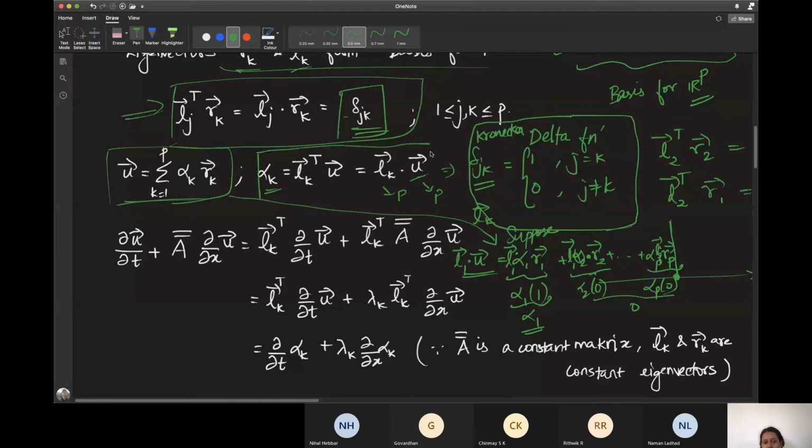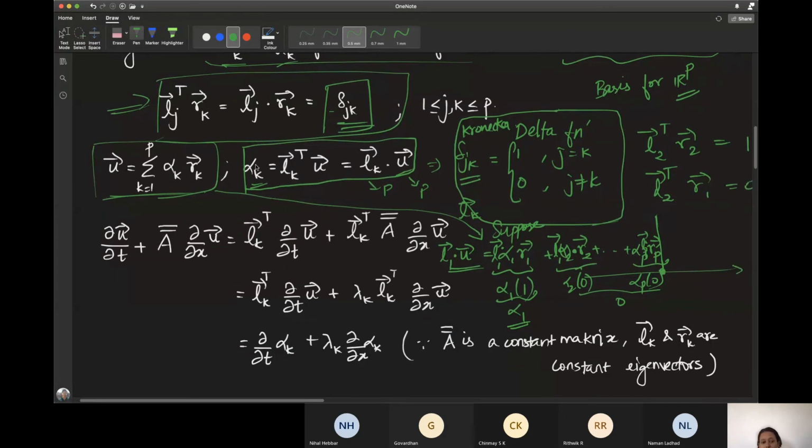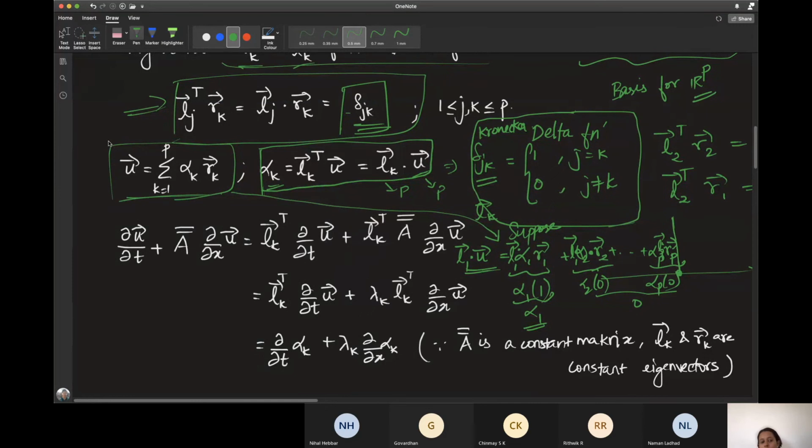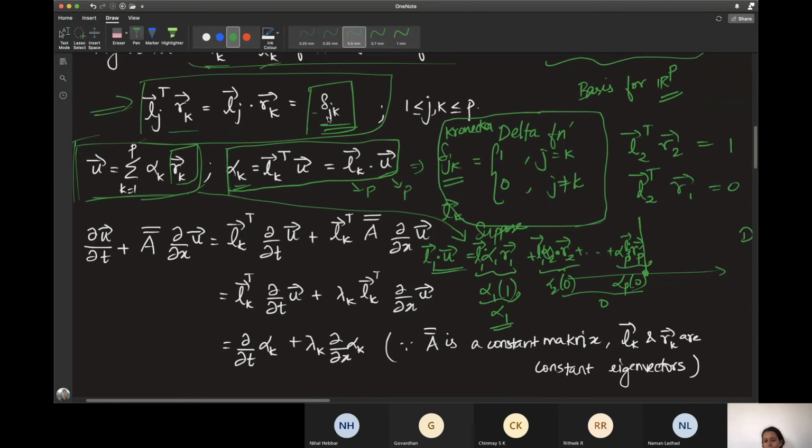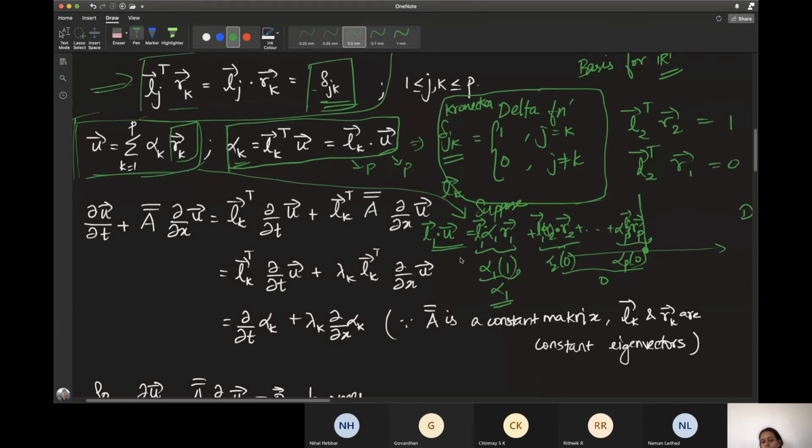So this is what we took initially: alpha k is Lk dot u. Since you define alpha k like this, it is fine to write the u vector as a summation of the Rk vectors. It is actually a linear combination of the Rk vectors. So with this, if you do a dot product with the Lk vector, you will get alpha k.